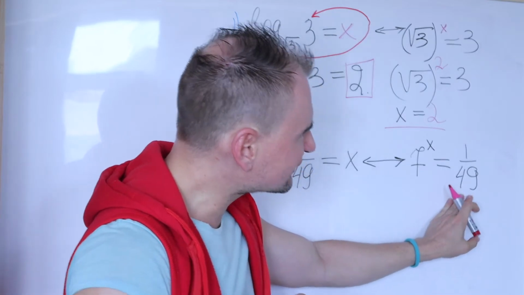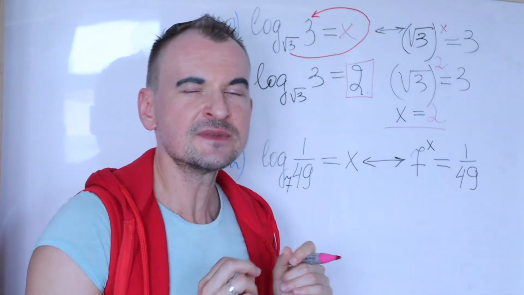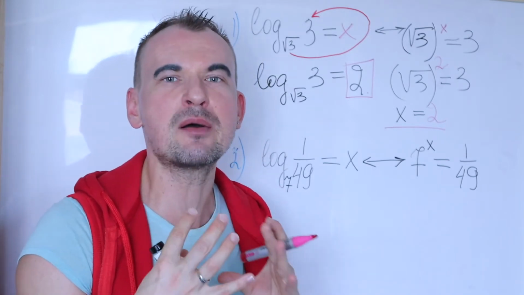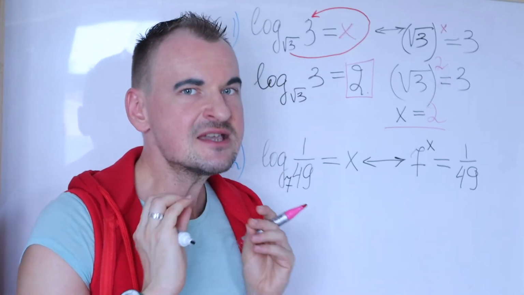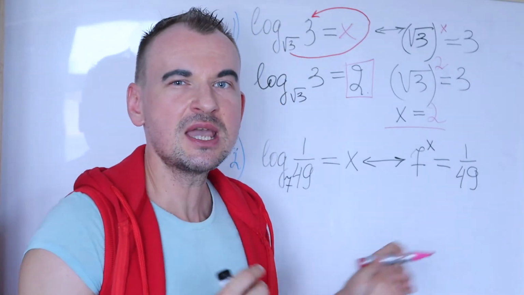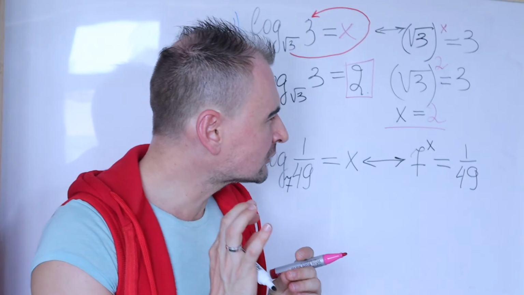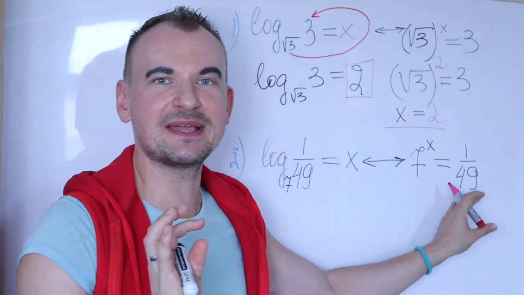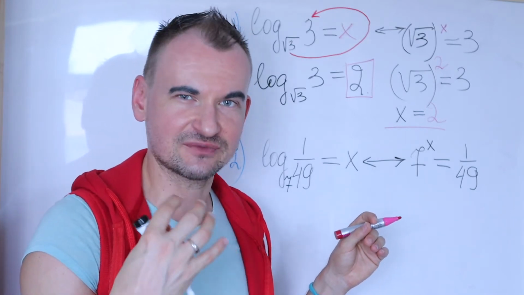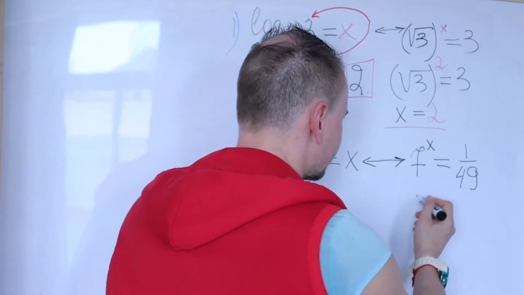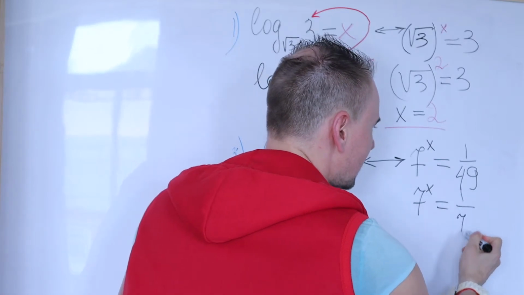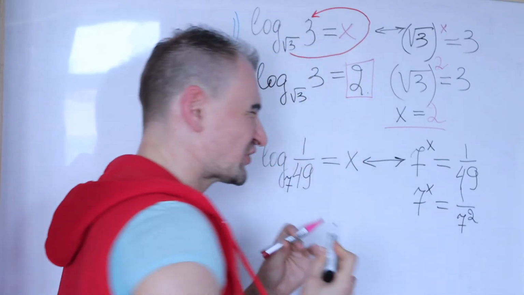So we have this pesky 1 over 49, this fraction. We don't want this basically. We want to somehow make it a power of 7. So check to see if anything in this fraction is a power of 7. And yes, you could spot that 49 is 7 squared, 7 raised to the second power. So we could write 7 raised to the x is the same thing as 1 over 7 squared.